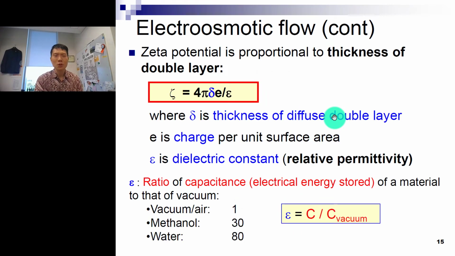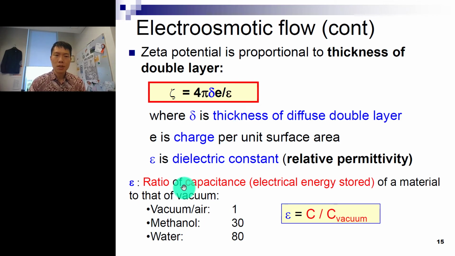So the zeta potential, the difference from the surface charge, is proportional to the thickness of the double layer. The thicker it is, the lower your zeta potential, and this is defined as zeta, a Greek letter, equals 4π δ e over ε. Epsilon is the dielectric constant, a constant called the relative permittivity, more of a physical chemistry and physics side. The e is the charge per unit of the surface, and delta is the thickness of the diffuse double layer.